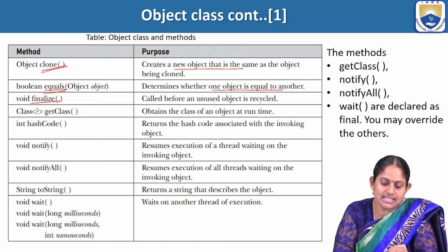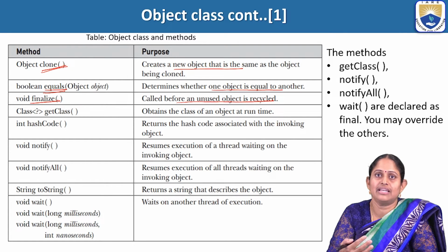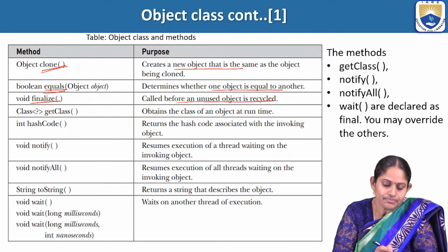Next, you have the finalize method. It is used before any unused object is recycled. So we have already seen this finalize method, wherein it is mainly used at the time of garbage memory reallocations and during garbage collection. It is called before an unused object is recycled, so that it can release all the resources held by that object.